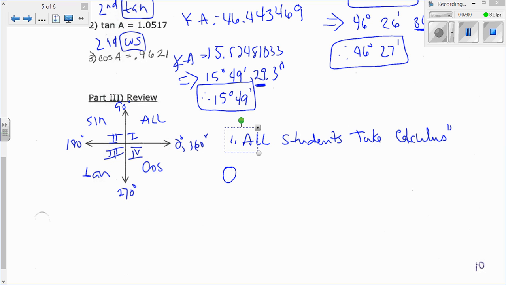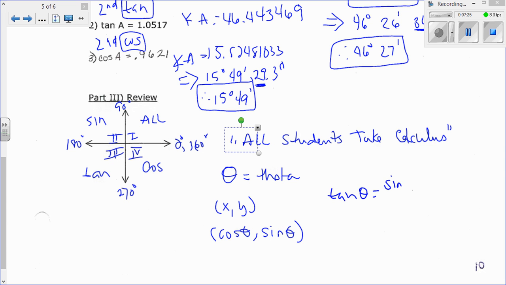Remember, this symbol here is theta, and theta just represents the angle. Everything is in the form of x, y. And mathematicians are kind of crazy, they like to do everything in alphabetical order. So cosine theta, sine theta. We also learned that the tangent of theta is equal to sine theta divided by cosine theta, which is just y over x.